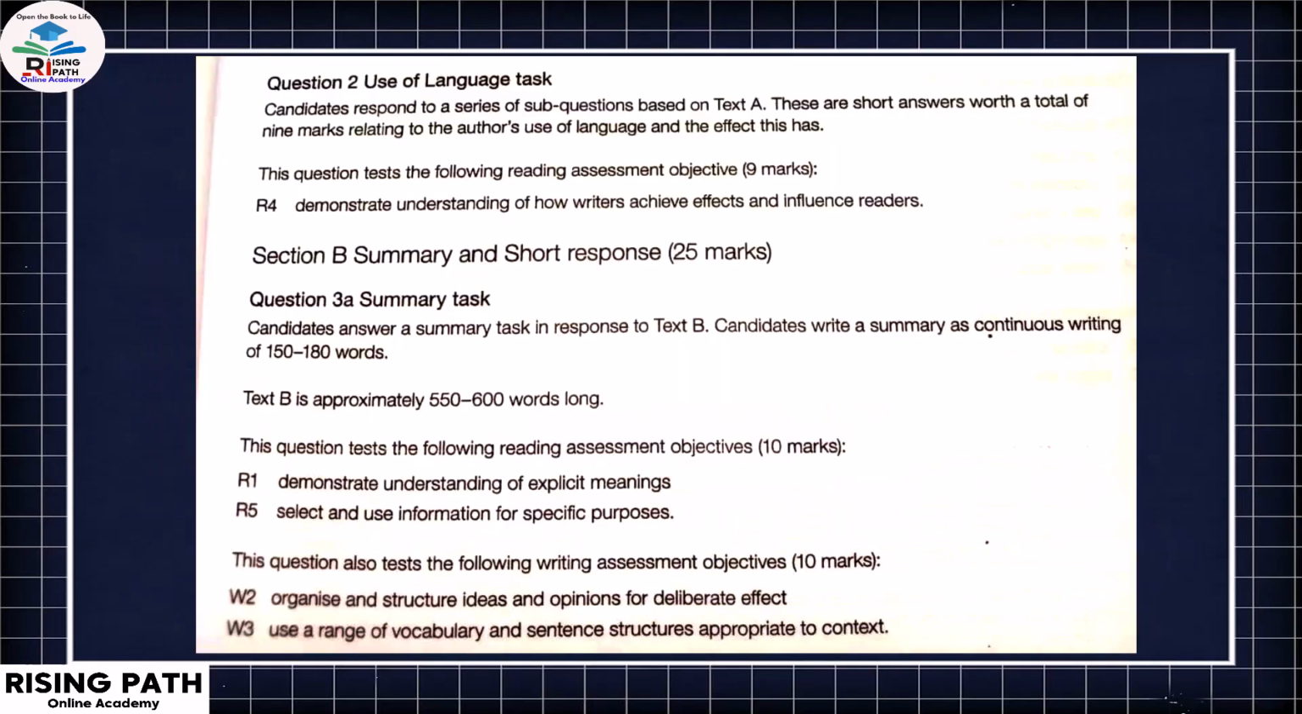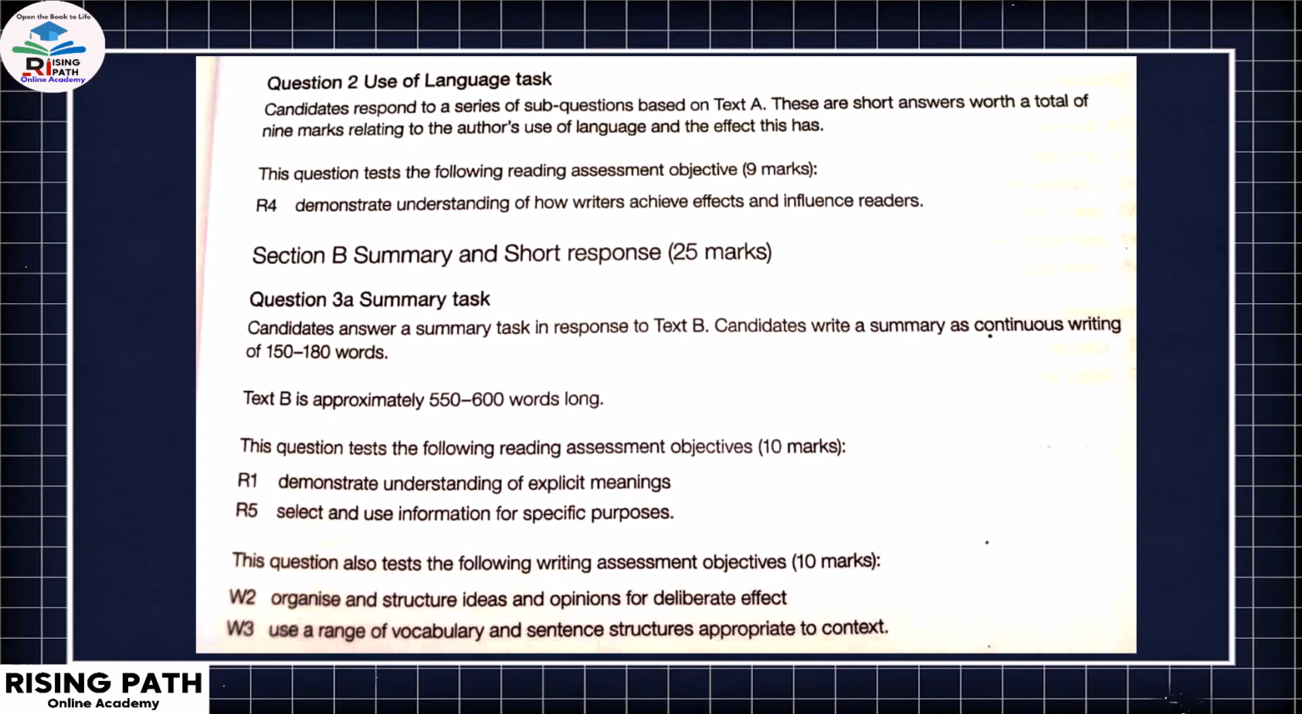Coming to question 2, this is important and we are going to discuss and practice how to attempt this question, because the candidate is going to answer in his own words, to understand the language and to answer questions that are not clearly given in the text. Candidates respond to a series of sub questions based on text A. These are short answers worth a total of 9 marks relating to the author's use of language and the effect this has.